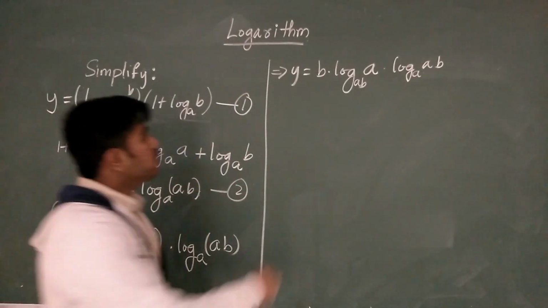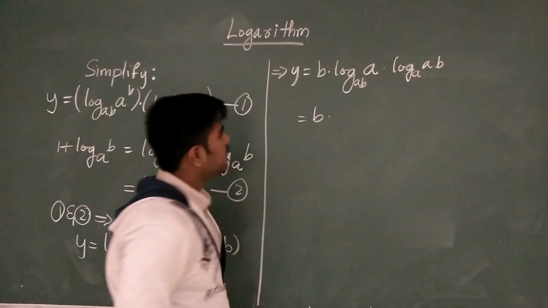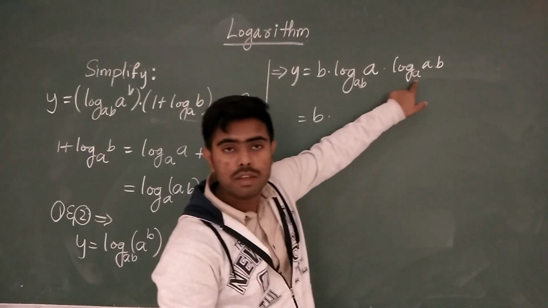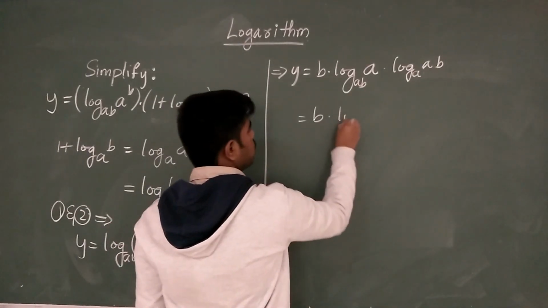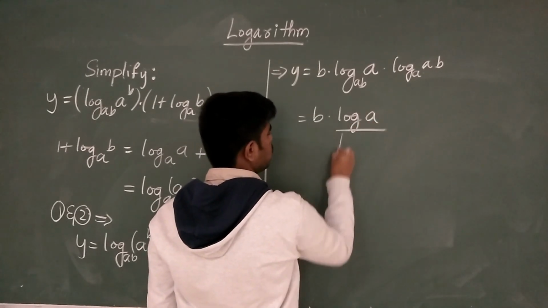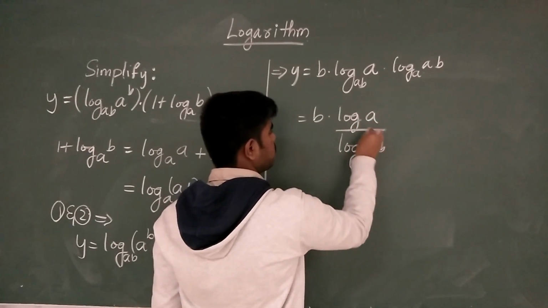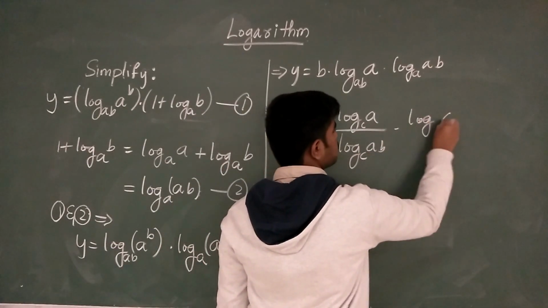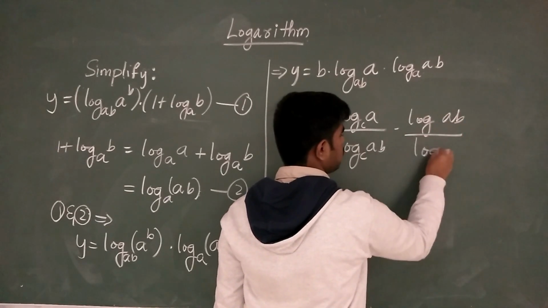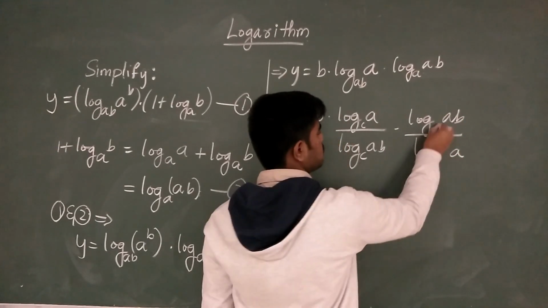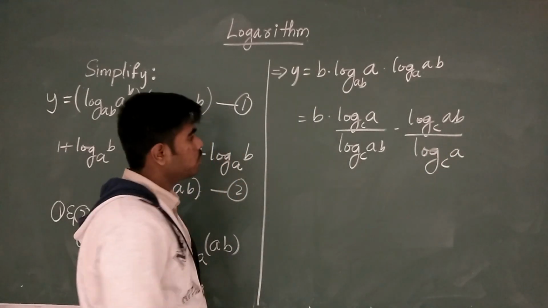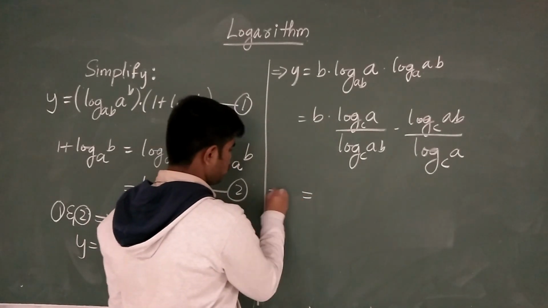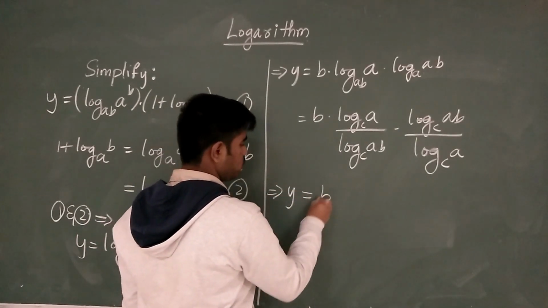This is equal to b into, I can write this as log a by log ab, into log of ab divided by log a, to some base c. Okay, log a, log a, log ab, log ab, everything will be cancelled out. So we have y is equal to b.